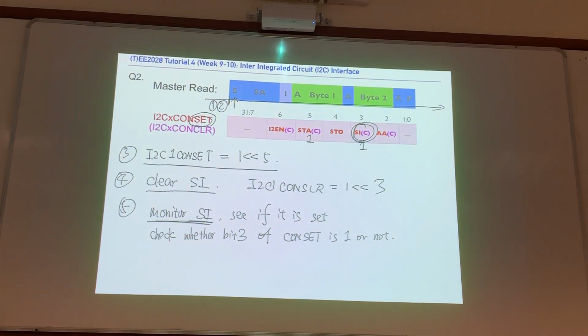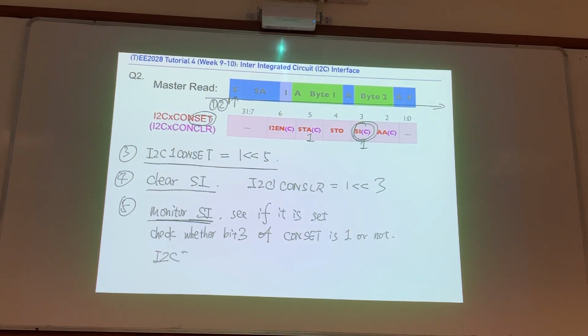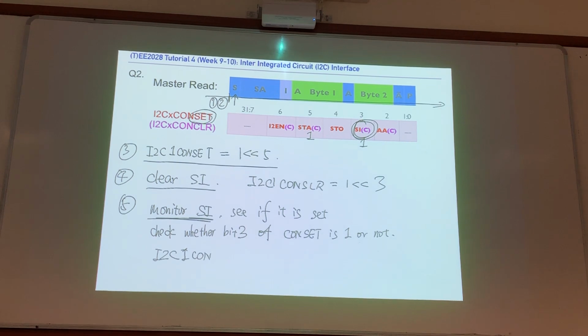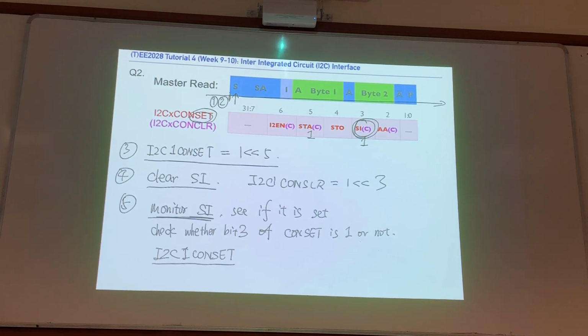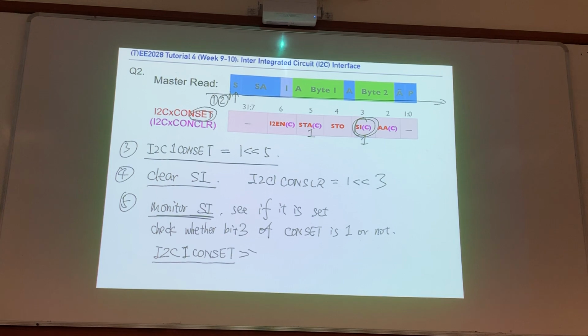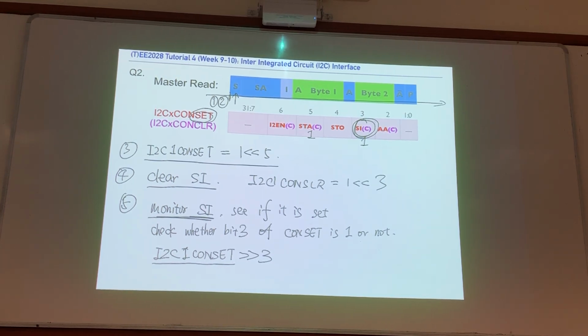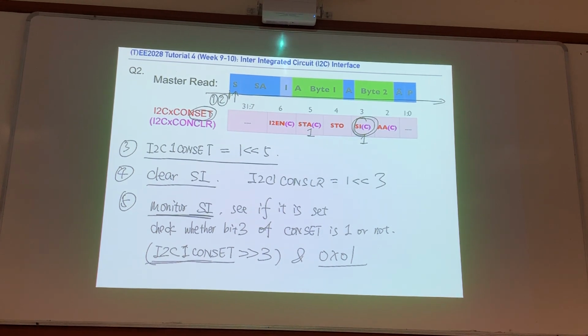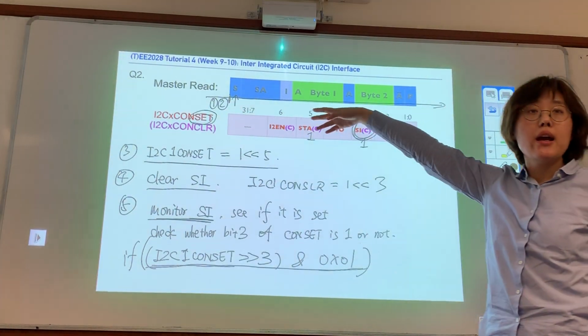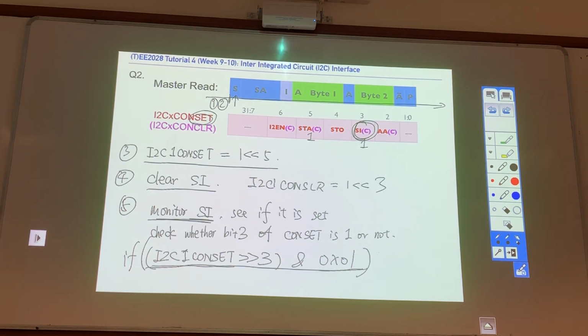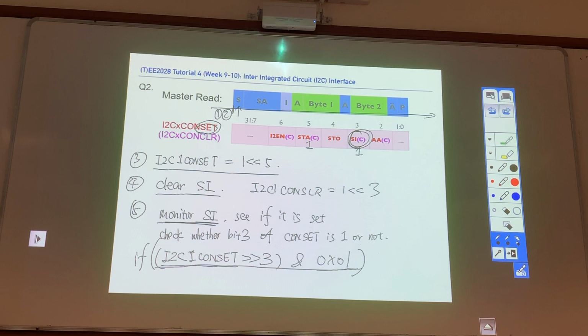Here you do I2C1CONSET, which is basically giving you the entire register. Then you just want to see one bit of it, which is bit 3. How to do that? Right shift 3 times, so that bit goes to the bit 0 location. You bitwise AND with 0x01. So you are checking this one. If the result is 1, it means your S is finished. Otherwise, your S is still sending. Get it? So that's for the S.